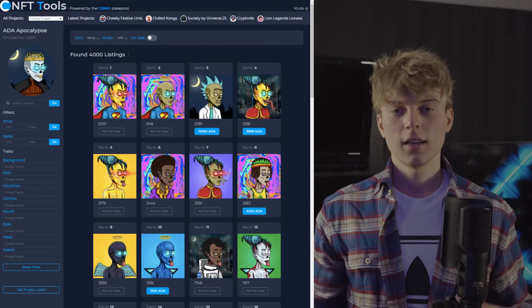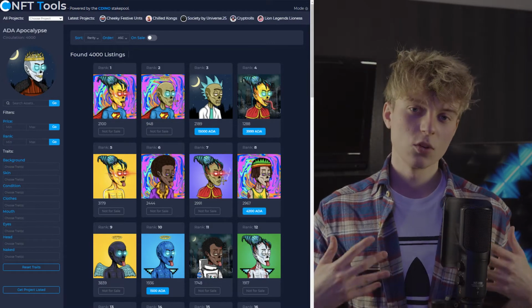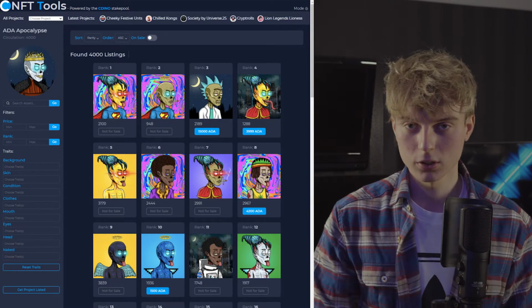Website number 2 is called CNFT Tools. CNFT Tools has a lot of functions that are only available at their website and not at others yet. Let's take a look at what these functions are and how you could use them in order to evaluate a project. At CNFT Tools, the rarity of an NFT is really important.